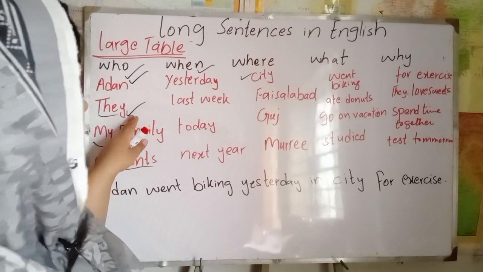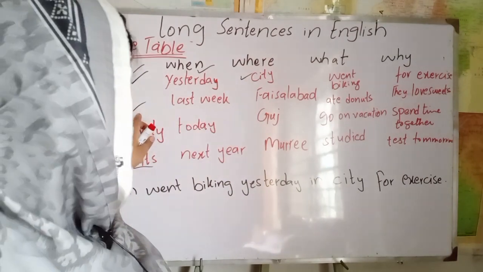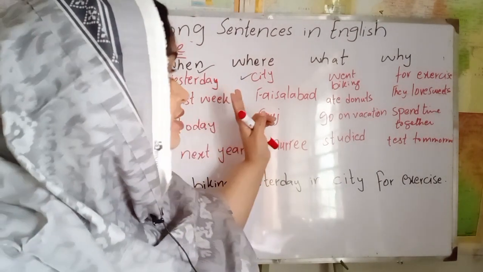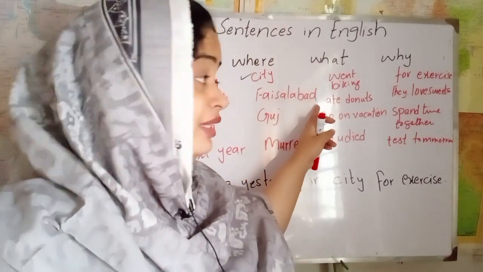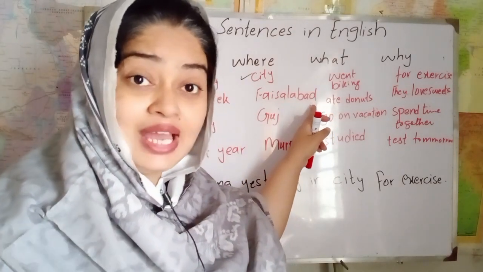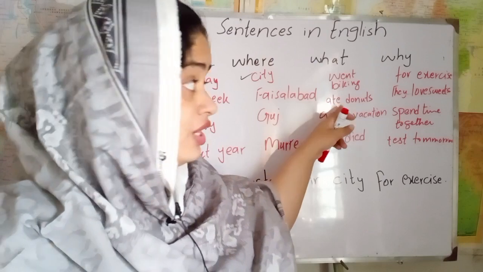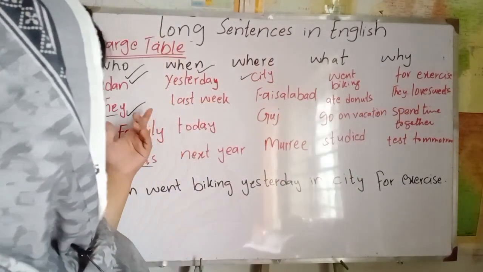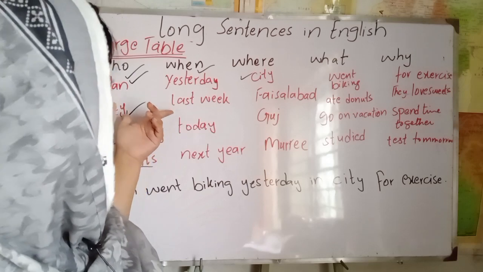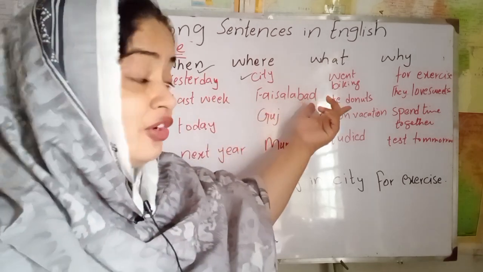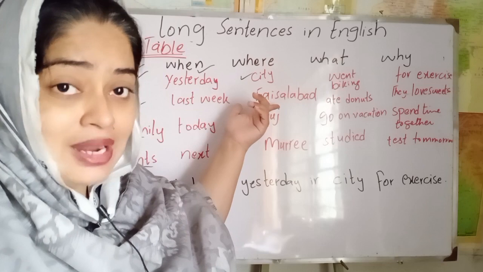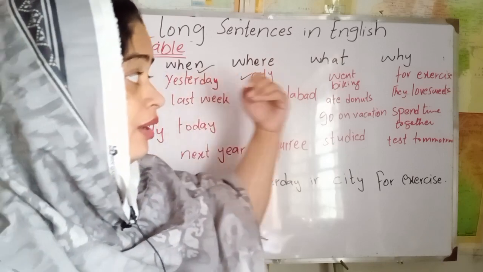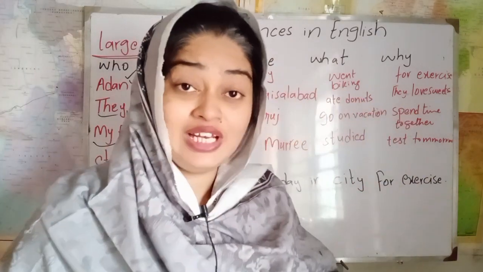Now the next one is the person, they. When? Last week. City name, Faisalabad. What did they do, what activity did they perform? They ate donuts. Why did they eat donuts? Because they love it. Now the example sentence would be like this: they ate donuts in Faisalabad last week because they love sweets.